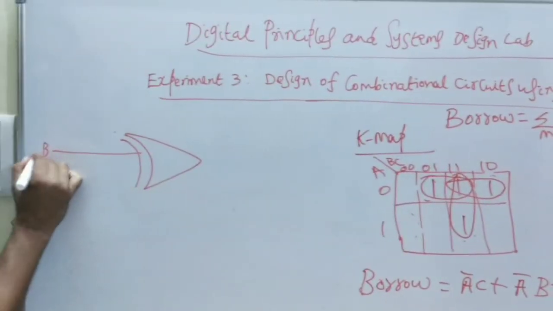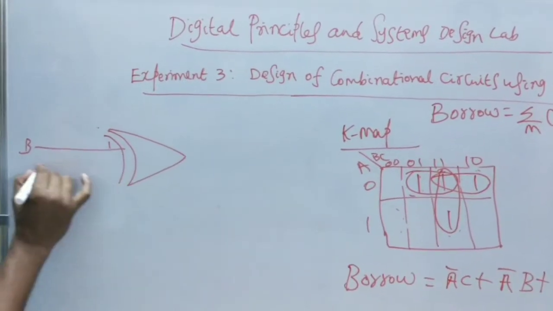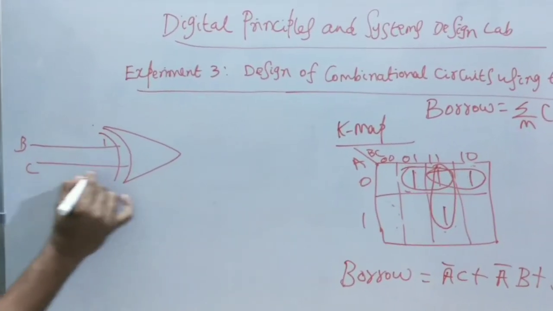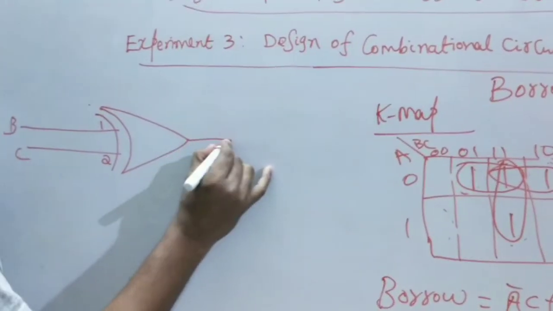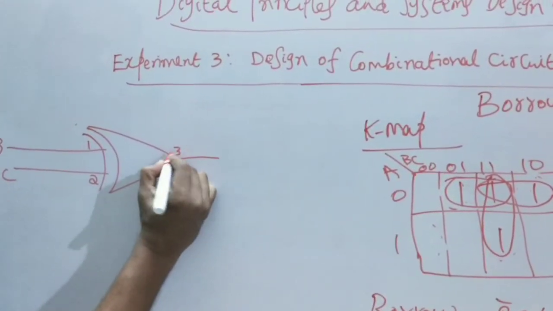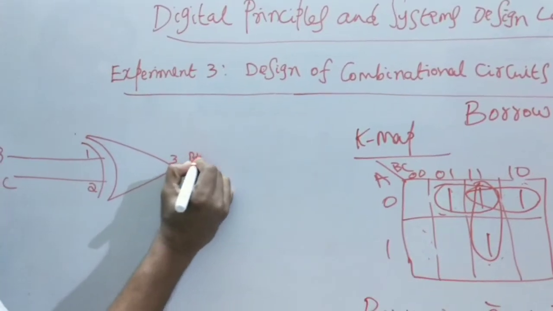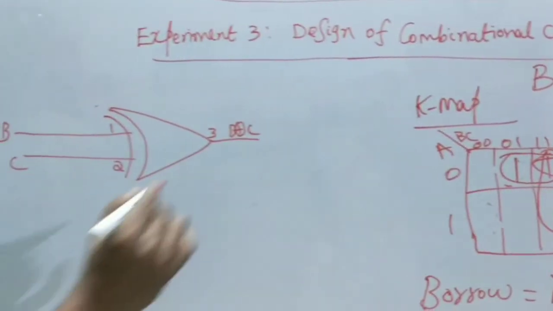B, we can give it in pin number 1, and C we can give it in pin number 2. Those are the input pins, and we are going to take the output from that pin. We have formed B XOR C here. Okay.